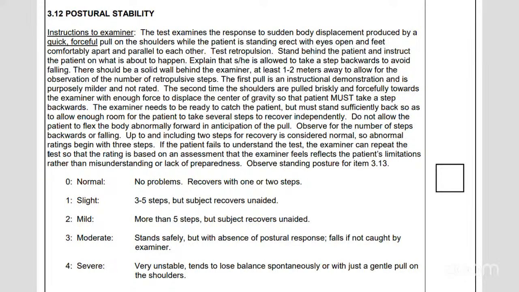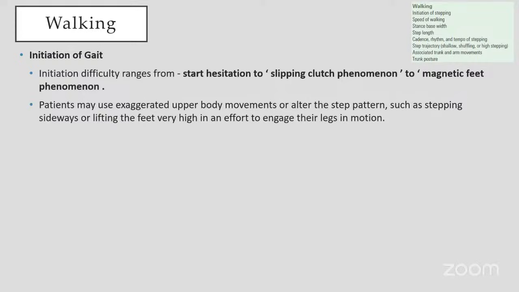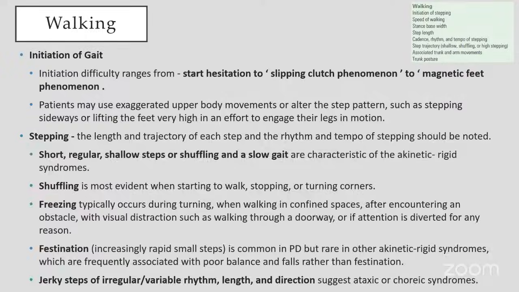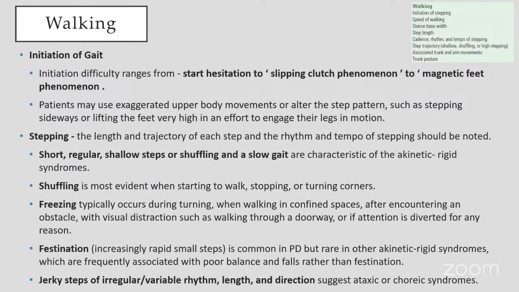Okay, please continue after that. So walking, initiation of the gait. Initiation difficulty ranges from start hesitation to slipping clutch phenomenon to magnetic feet phenomenon. The patient may use exaggerated upper body movements or alter the step pattern, such as stepping sideways or lifting the feet very high in an effort to engage their legs in the motion.